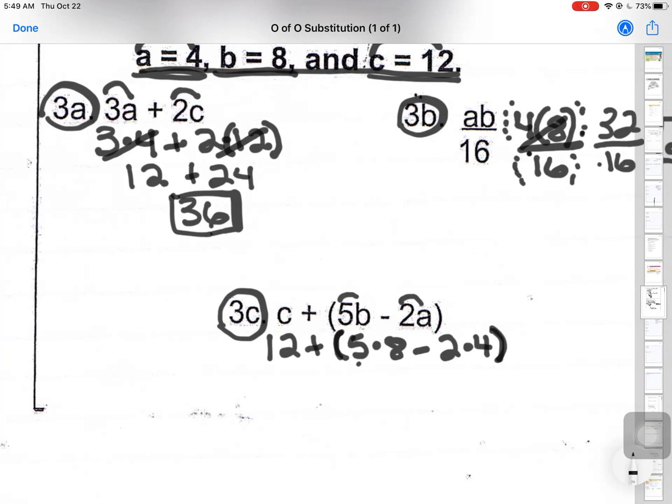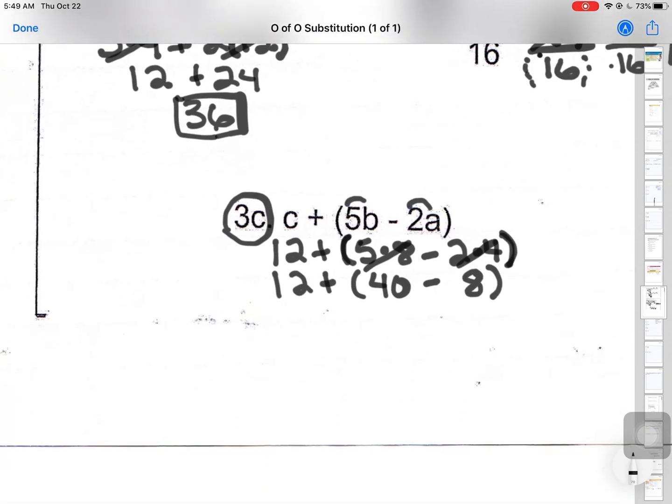Inside these parentheses, I can start with my multiplication. 5 times 8 is 40. Bring down my minus. 2 times 4 is 8. Bring down those parentheses. I'm not done yet, clearing them out. Still following the order of operations. I want to get rid of my grouping symbols. That's telling me to do this first. 40 minus 8, 32.